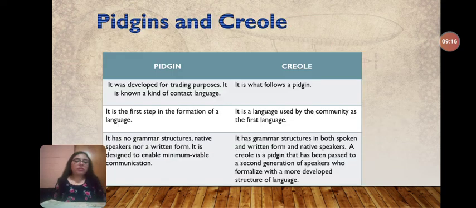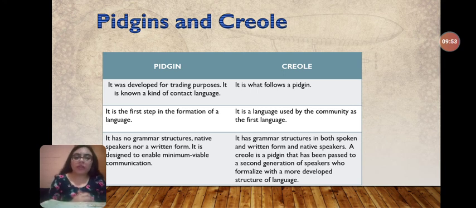Finally, I'm going to explain these two concepts that are important in the variation of language, because in this way we are going to notice how sometimes people create a language to communicate. Pidgin was developed for trading purposes and for a kind of contact, and is the first step in the formation of a language. It has no grammar structures, native speakers, nor written form. It is designed to enable minimal viable communication.